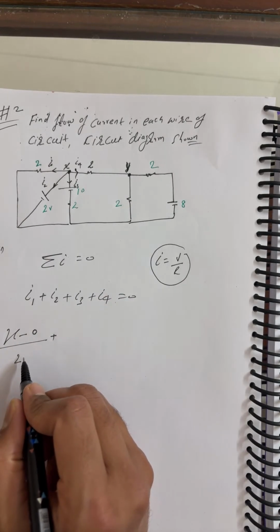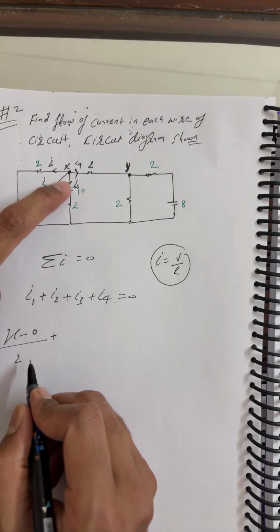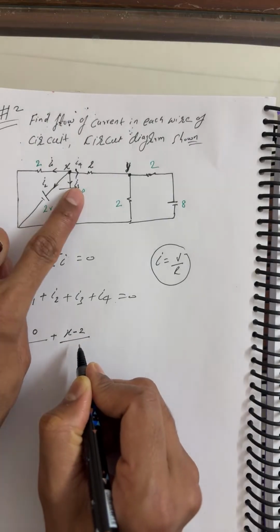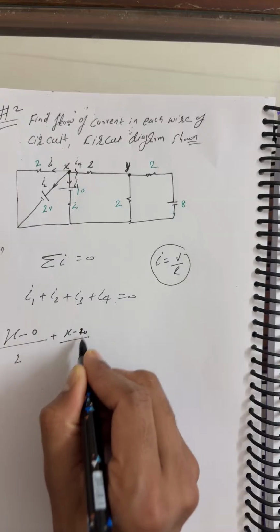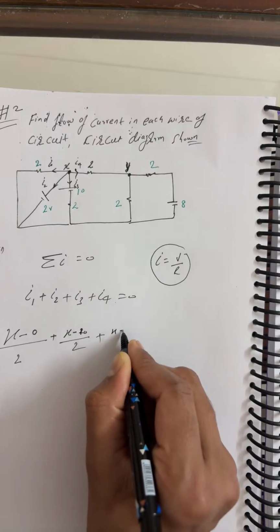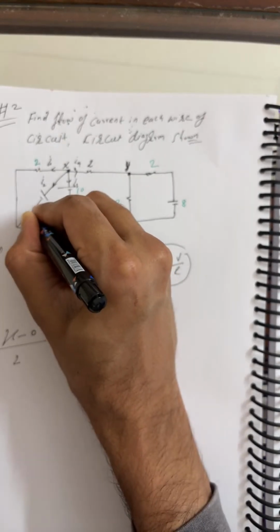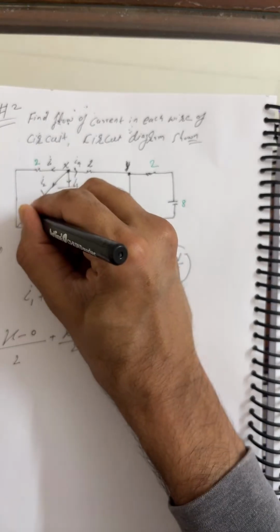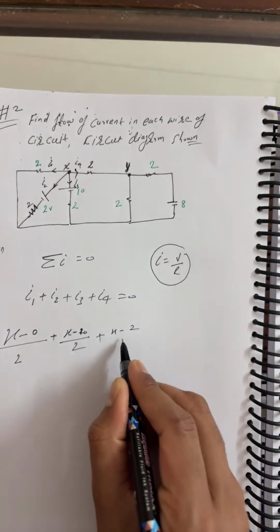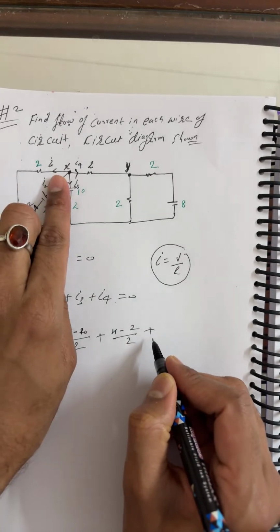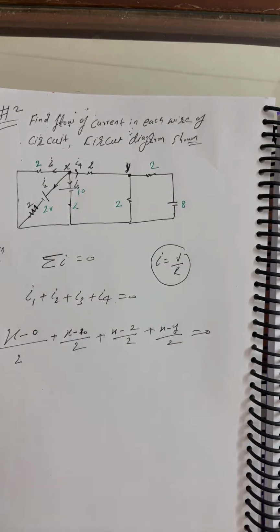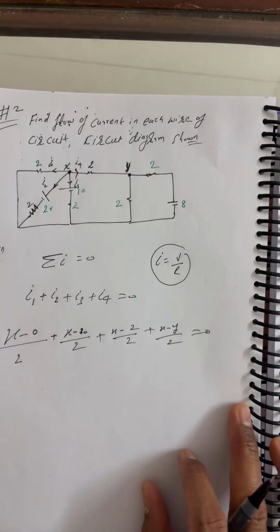Now bacha, (x - 0)/2, then beta, what can you say? (x - 2) by 2, plus beta, (x - 2)/2. There is a resistor here. Yes, beta, you can see 2 ohm. (x - 2)/2 plus (x - y)/2, which is equal to 0.